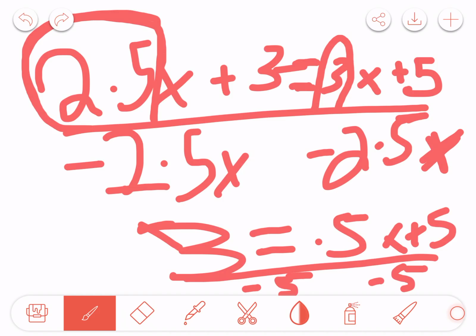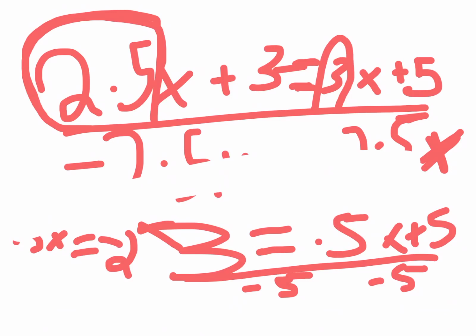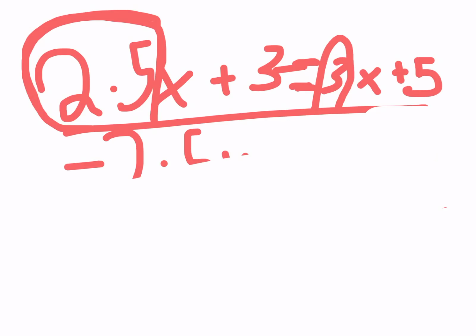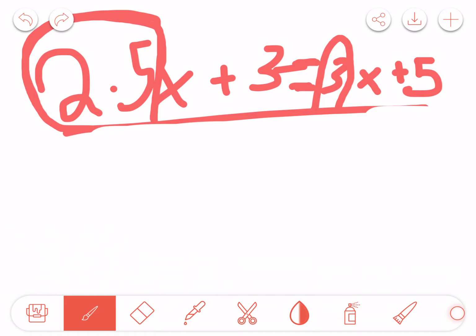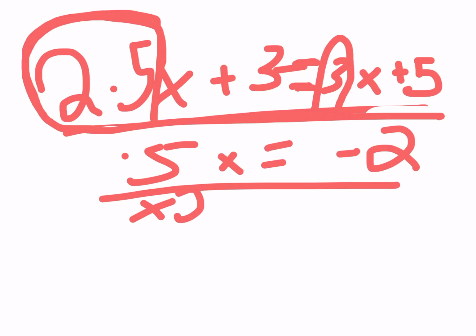And you get 0.5x equals -2. Alright, now let me get rid of all this work below. Okay, so 0.5x equals -2. So that's what we got. But that's only half the problem, because 0.5 is only half of x. So you have to multiply by 2 on both sides, because 0.5 is only a half of x.